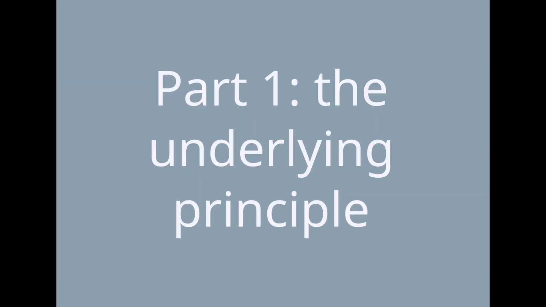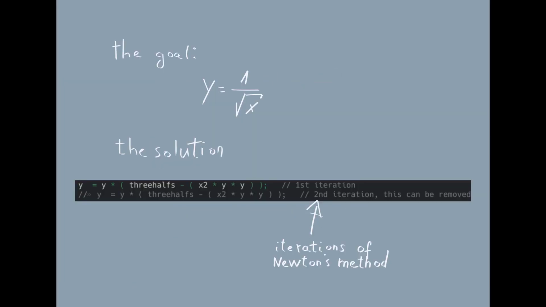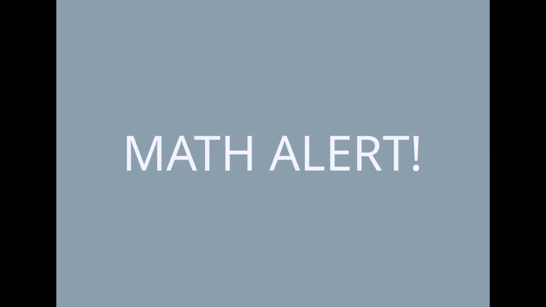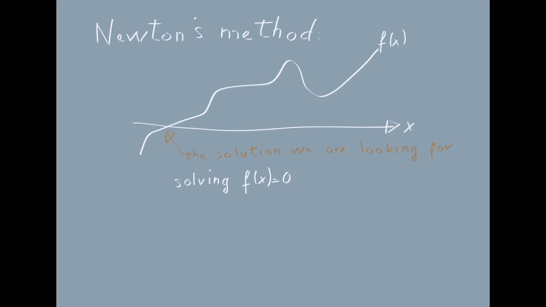The overall idea is to solve the equation y equals 1 divided by the square root of x. There's a tool to do that, and it's written plainly in the code. It's the Newton-Raphson method for nonlinear equation solving. Yes, there will be math in this video. Let's say we want to find where this curved line intersects with the x-axis. It's the equivalent of solving f of x equals 0.